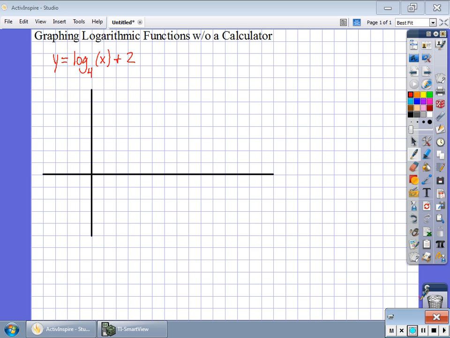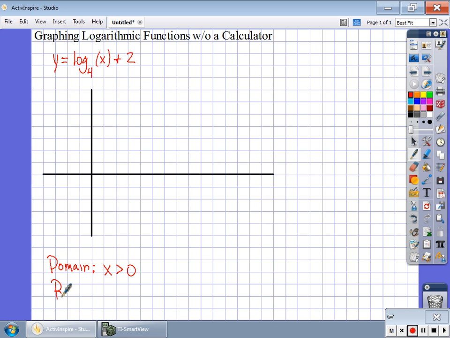Okay, in this example, again, we're graphing logarithms without the use of a calculator. We want to figure out the domain and range first. Domain. Okay, in this case, remember, domain of vanilla log is x is greater than 0, and we're shifting this graph up. That doesn't affect your x values. It doesn't affect left to right. So x is still going to be greater than 0.